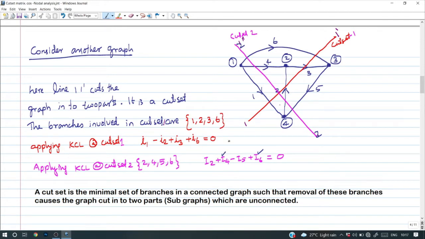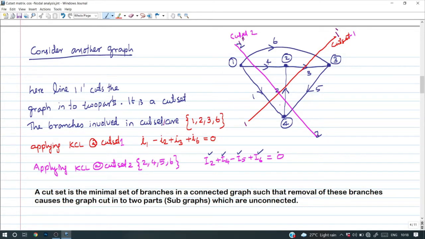I4 is positive. Then what about I2? It is again moving from left to right towards this cut set 2, so it is plus I2. Similarly, I5 is moving from right to left towards this cut set 2, so it is minus I5. So applying KCL at cut set 2, we get the equation I2 plus I4 minus I5 plus I6 is equal to 0.